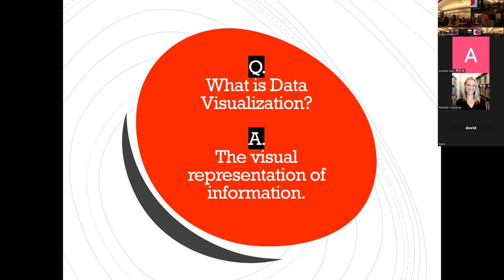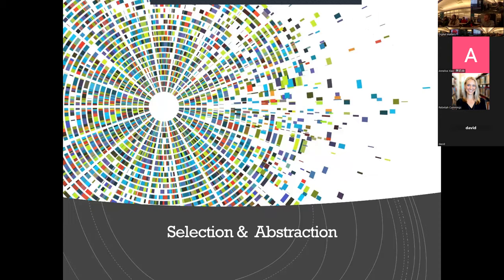Okay, so with that said, now I want to get a little more chatty. Yes, data visualization, dictionary definition, is the visual representation of information. Right, that's how we understand it. It's a useful way to think about it. But it's also at heart a process of selection and abstraction.